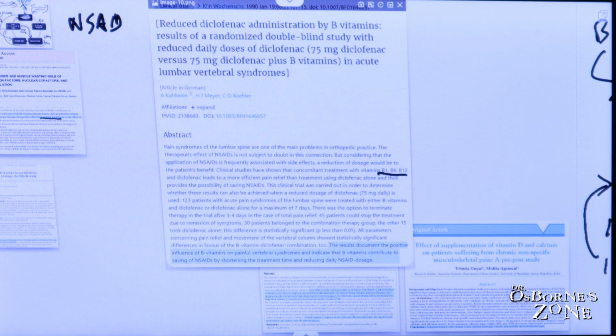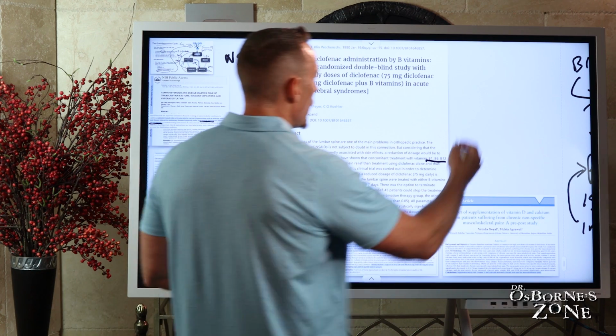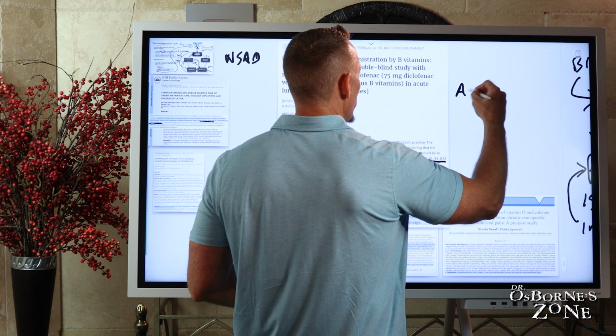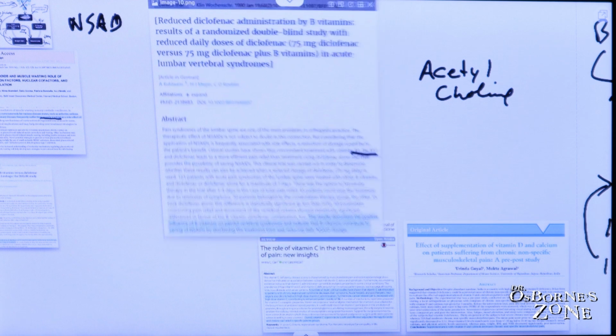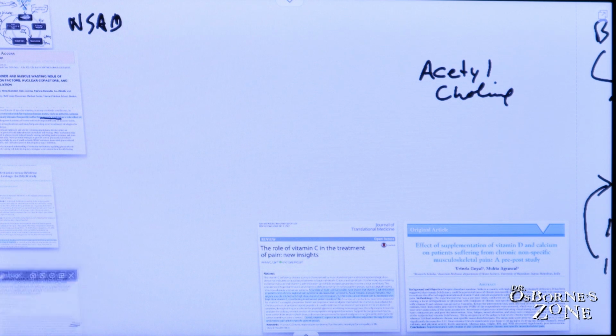We know that B12 deficiency can cause chronic pain. We know that B6 deficiency also is associated with pain. We know B1 deficiency, because of its role with acetylcholine and the nervous system, regulates how we interpret pain in a large way. So again, these B vitamins, very important, and research kind of shows that and backs it up.